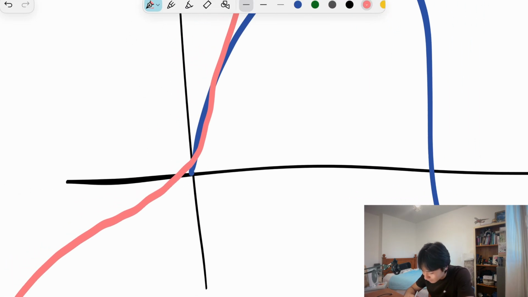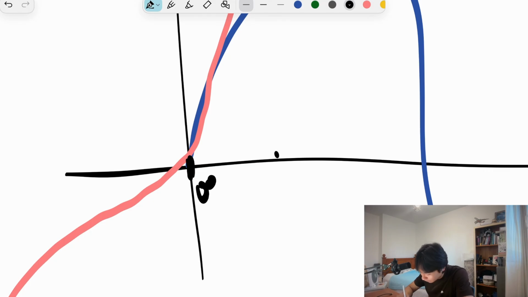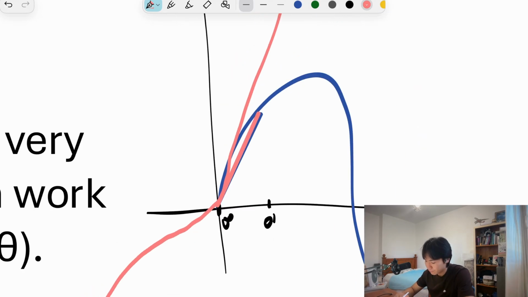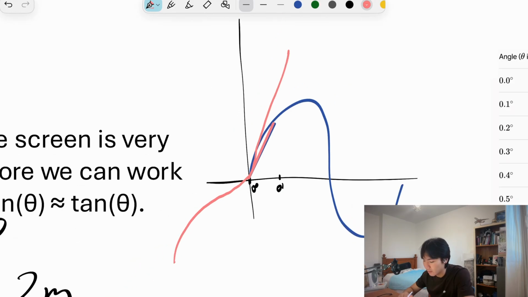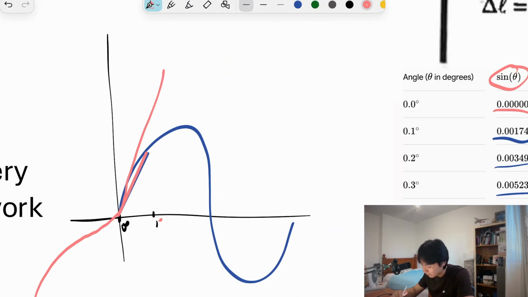If you zoom in, and zoom in, and zoom in, and you're, let's say, between 0 degrees and 1 degree, we're going to observe that they're practically just straight lines that are basically equal to each other. They will obviously diverge more as tan approaches infinity, but for a very, very small angle between 0 and 1 degree, they're practically equal, as you can see.